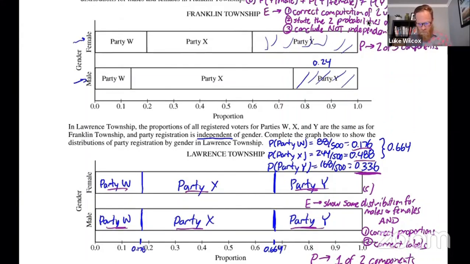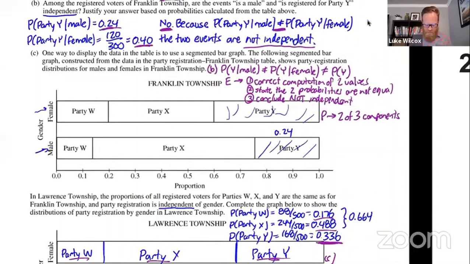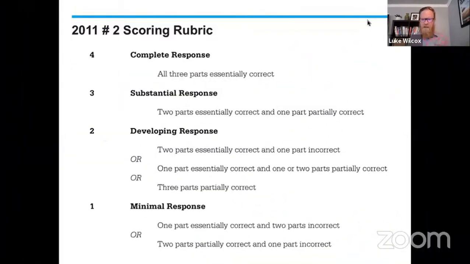So you have 3 different parts that you graded, each one with an E, P, or an I. And here is the rubric for turning that into a score out of 4. Pretty standard rubric here. You can see if you got all 3 parts essentially correct, that's what you need in order to earn a 4. A 3 would be 2 parts essentially correct and 1 part partially correct. And then there are several different ways of getting a 2 and a couple of different ways of getting a 1 there. Now, it is also possible to get a 0 if you don't meet any of this criteria.